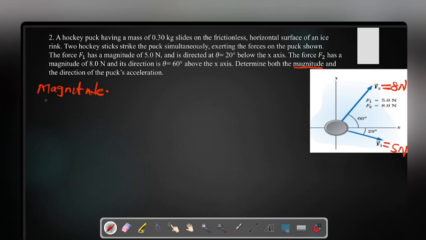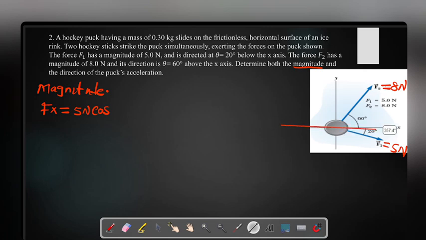So we're going to say the summation of all the forces in the x. Force number 1, as you can see on our diagram, has the size of 5 newtons, the one which is below the x-axis. Remember, for the x component, we use cos. So we say cos, then the angle, and we will pick the angle above the x-axis.